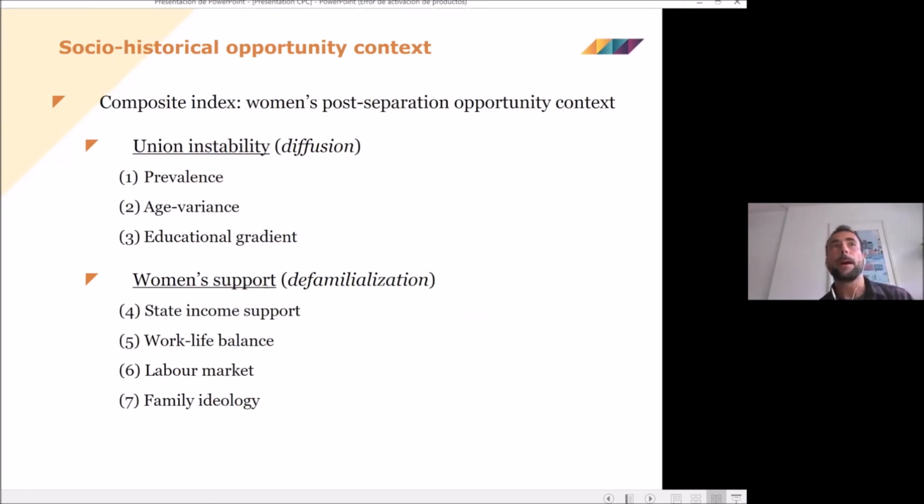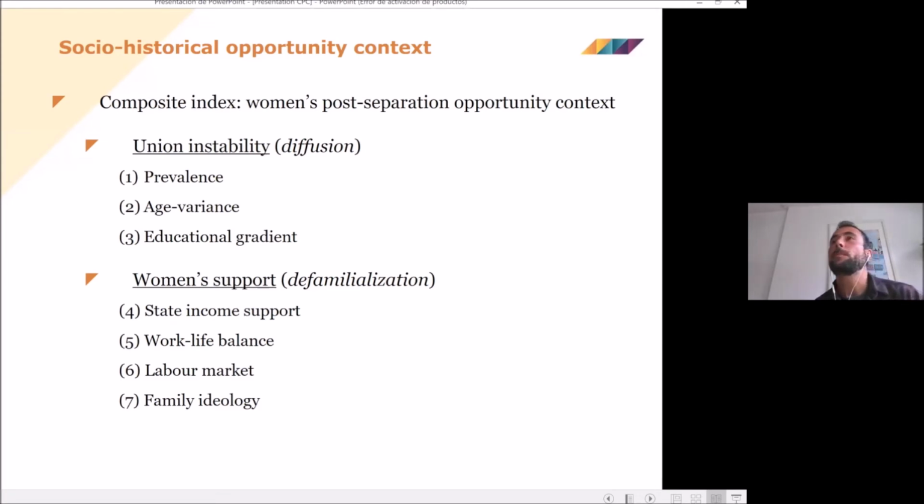One of them is the diffusion of union instability. So here we consider the prevalence of union dissolution, but also the age variance and whether there is an educational gradient in union dissolution, so that we can capture how widespread unstable family lives are in each context.